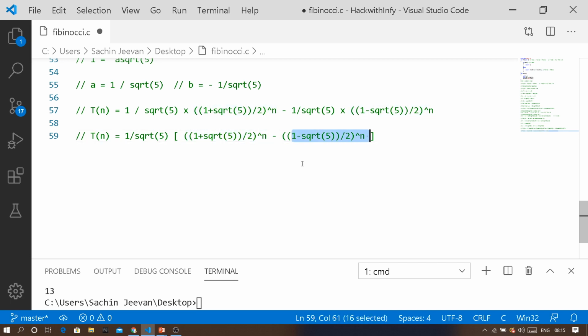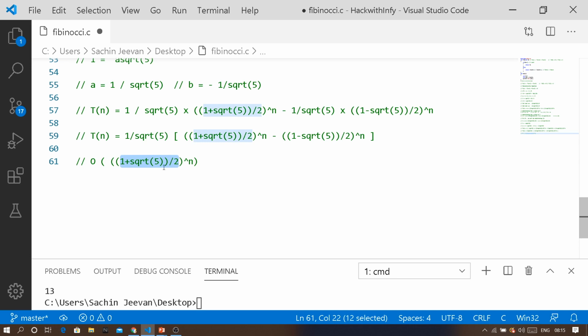Okay, so which is the largest term? You know, this one has a negative sign, so this is definitely not the maximum one. This has a positive sign, so this will be the maximum one. So this has to be taken as the time complexity. The time complexity is considered to be order of (1 plus square root of 5 divided by 2) the whole power n. I need to know the value of 1 plus square root of 5 divided by 2.